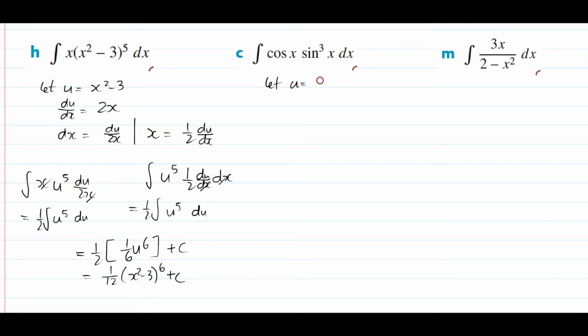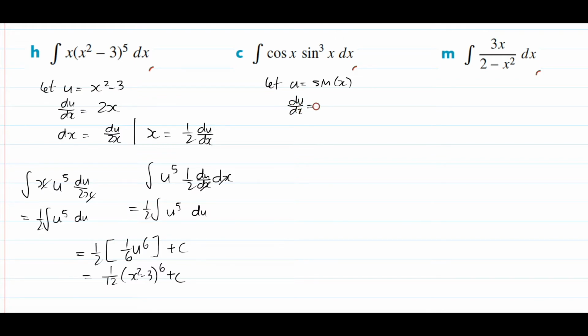I'm going to let u equal the function that looks the most complicated, in this case sine x. Now you might be wondering, why don't I pick sine cubed x? Well, if I pick sine cubed x, deriving it is going to take a bit of effort. So I just want u equals a simple function, but the simple function is inside something ugly. Okay, so that's pretty much the case.